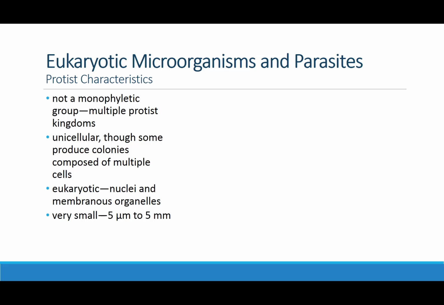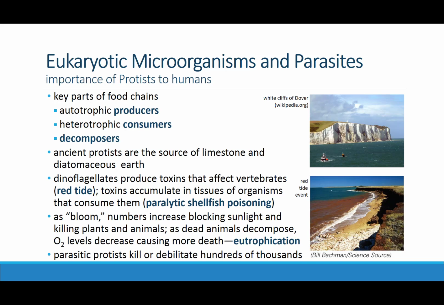But there are some characteristics that bind them all together, and that includes that they are unicellular, although some of them can be colonial as well, with colonies that have multiple cells in them. They're eukaryotic, which means that they have nuclei and membranous organelles, and they tend to be very small, anywhere from 5 microns to 5 millimeters. So pretty small little guys. While they are small, they play huge and very important roles in the environment, and they can be very, very important to humans.